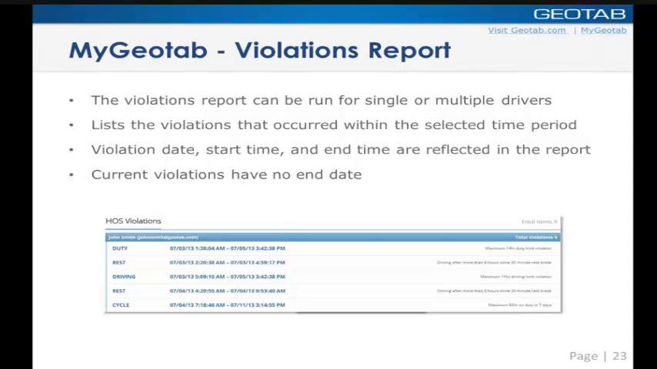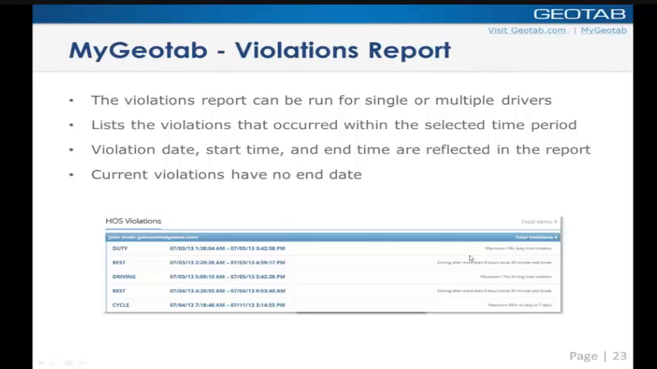So if I'm looking at a violations report, this can be run for the entire fleet of drivers, or I can run it just for my guy John Smith. I want to see what violations he had, and just like in any other Geotab report, you go to the options button, you select the date range, which drivers or group of drivers, the same thing you always do, click apply, and it gives you back a report that looks like this.